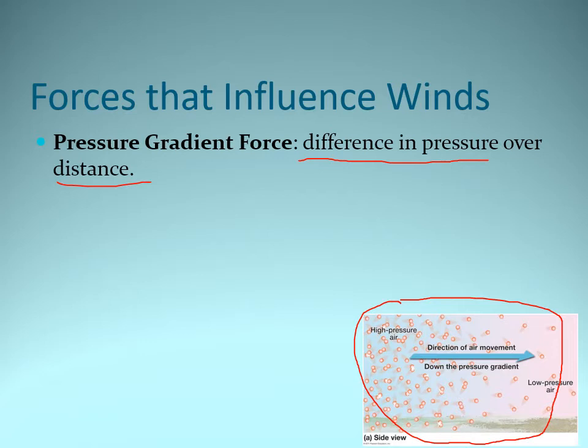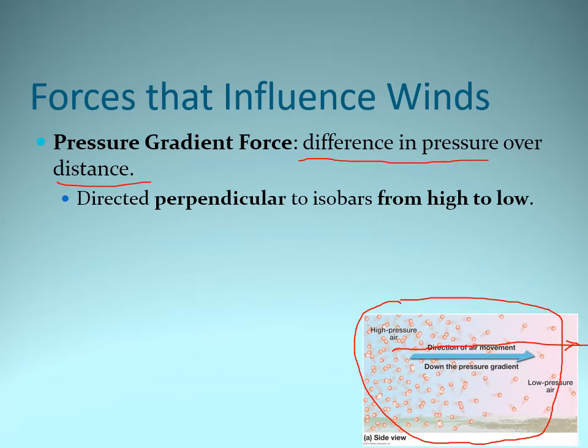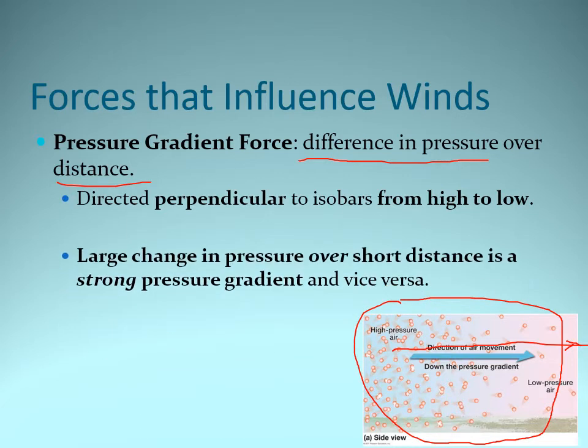Remember, nature wants to find a balance. So in order to restore balance, these air molecules on the left will move over to the part on the right. So air always goes, well, I shouldn't say always, air wants to go from high to low. And when we just have this force, it's actually directed perpendicular to those isobars. And it again goes from high to low.